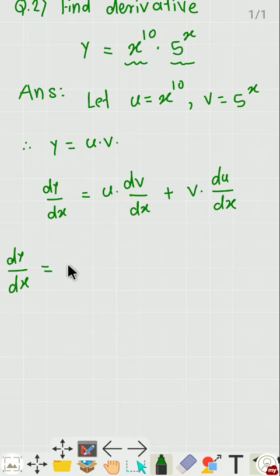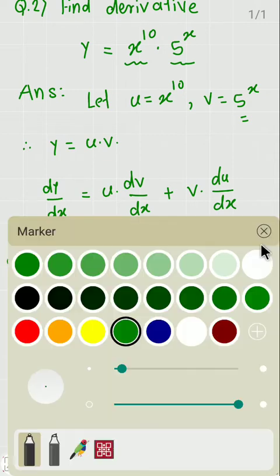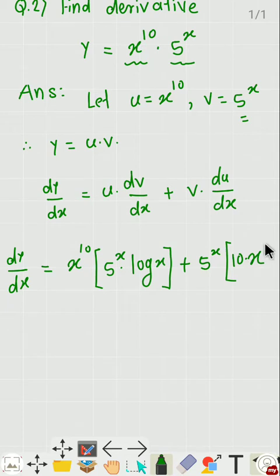And in the next line we write dy by dx is equal to u function as it is, means x raised to the power 10 as it is, into derivative of v function. V function is here and its derivative is 5 raised to x into log of x. Okay, now plus sign, v function as it is, 5 raised to x into bracket I will write derivative of u with respect to x. So u function is here and its derivative is 10 into x raised to the power 9.